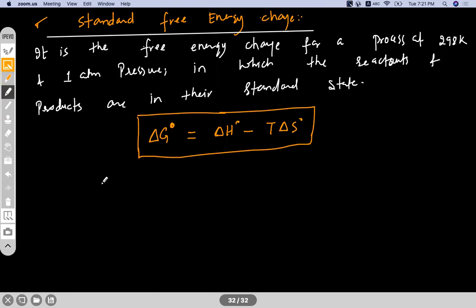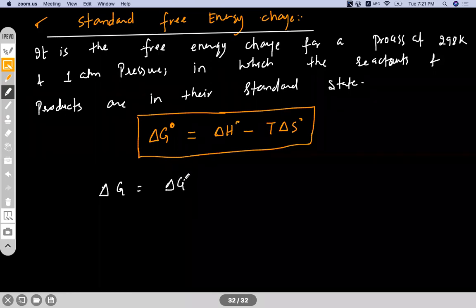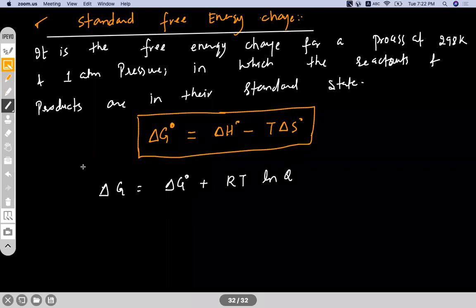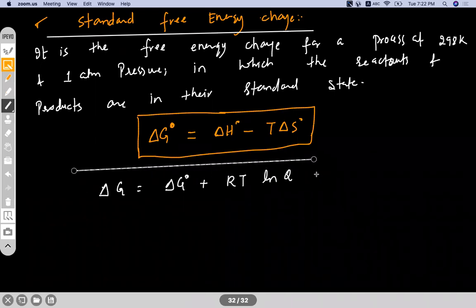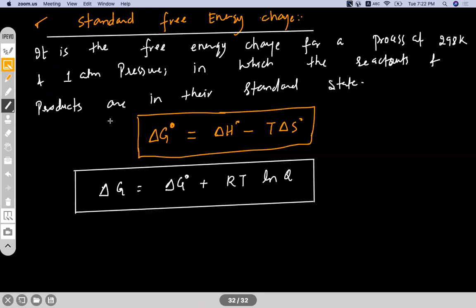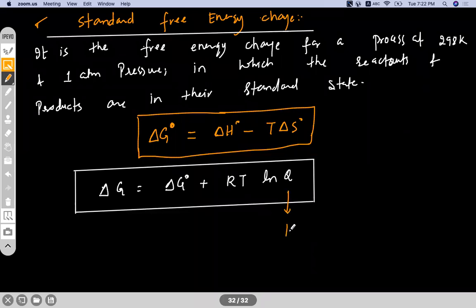We have a relation here that is delta G is equal to delta G naught plus RT ln Q. This term you will understand a little bit more in chemical equilibrium because this relation is applicable for reversible reactions. Have you done chemical equilibrium in school? Q is the reaction quotient.